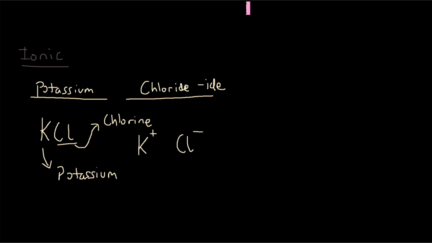Now for this example, we only had one element as the anion. But in more examples, we'll see that this anion can actually be made up of multiple elements. It can be polyatomic. So we'll look at that later. But right now, we're doing monatomic ions, or anions.